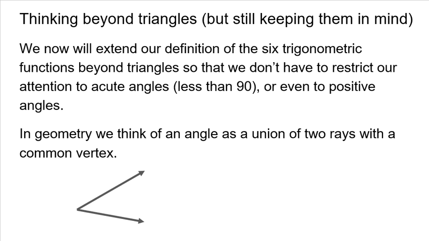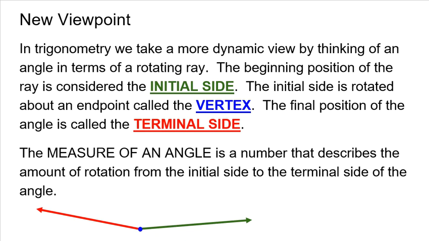In geometry, we think of an angle as the union of two rays with a common vertex. Remember, a ray has an endpoint, and then it goes on forever and ever. So we connect two rays together with the common vertex right here. And again, remember, rays go on forever. That's how we think of an angle in geometry. Well, we're going to have a slightly new viewpoint here.